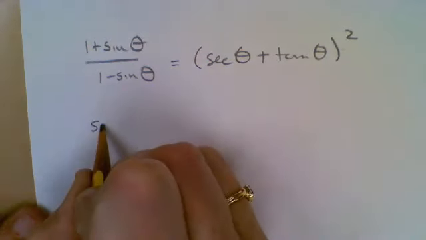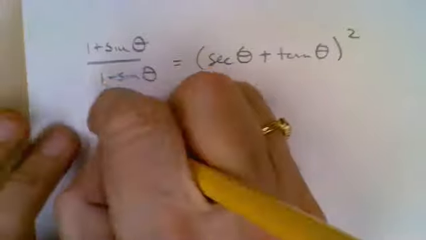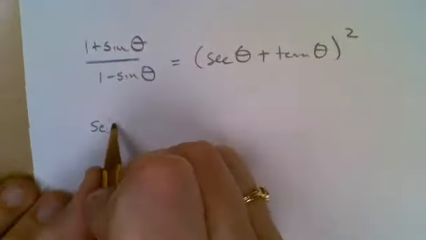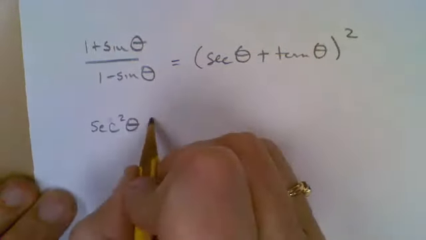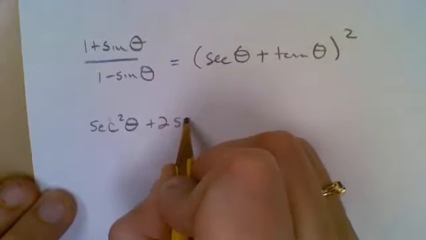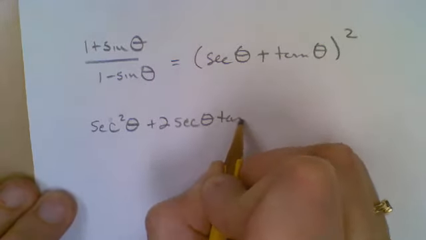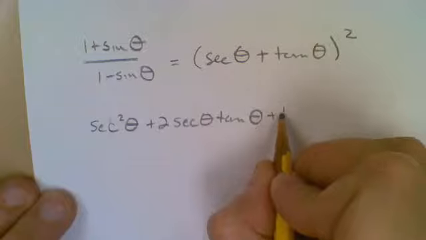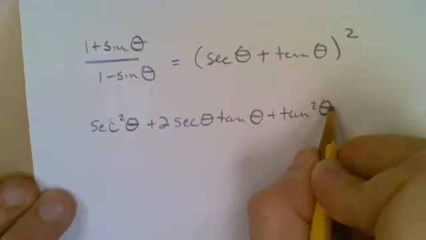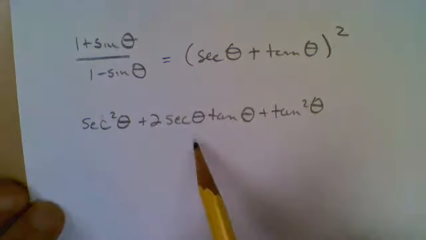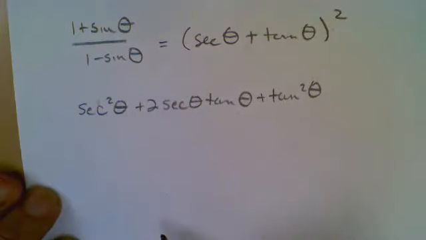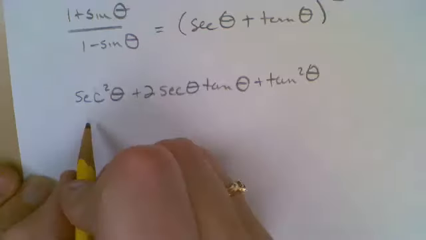I'm going to square both sides, or I'm going to FOIL it out, I should say. Square that binomial. So I'm going to get secant squared, 2 secant tangent, and then tangent squared. Now you could try to put that in terms of sine and cosine first and then FOIL. I think it's easier if you just FOIL it first. Then I'd probably put everything in terms of sine and cosine.